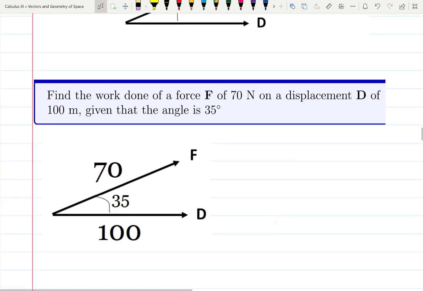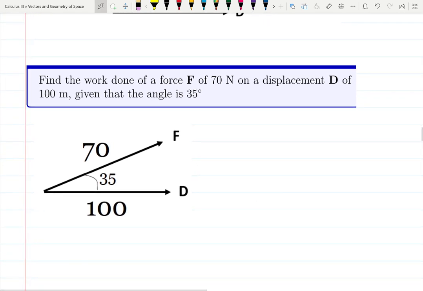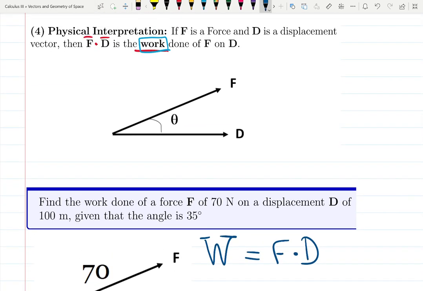And this is how it looks. Work done by force F, displacement, given the angle 35. You'll have this in your homework because you are engineers. Many of you are engineers. And if you're not, say thank you to engineers. That's why we're doing this. Let's write down: work is F times D.